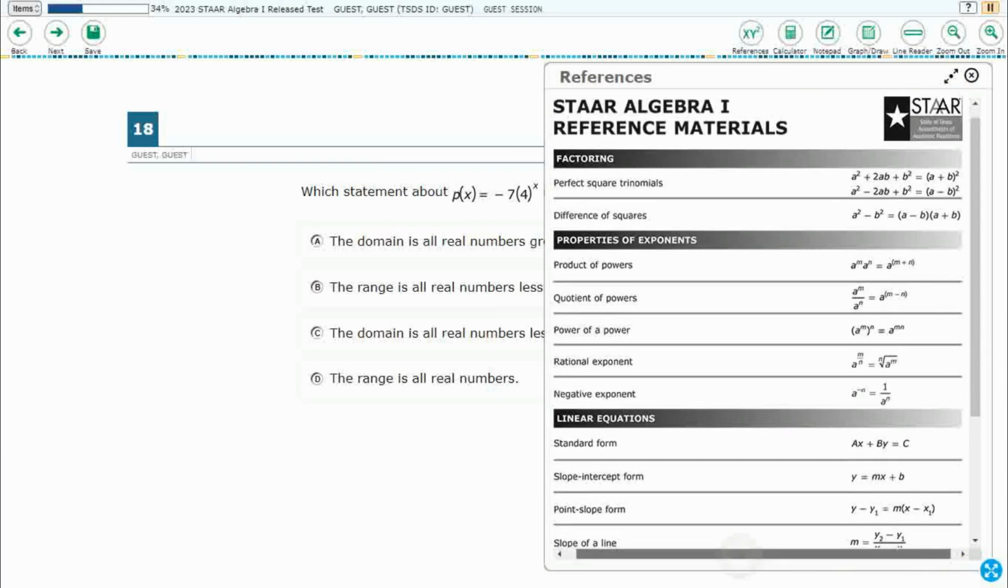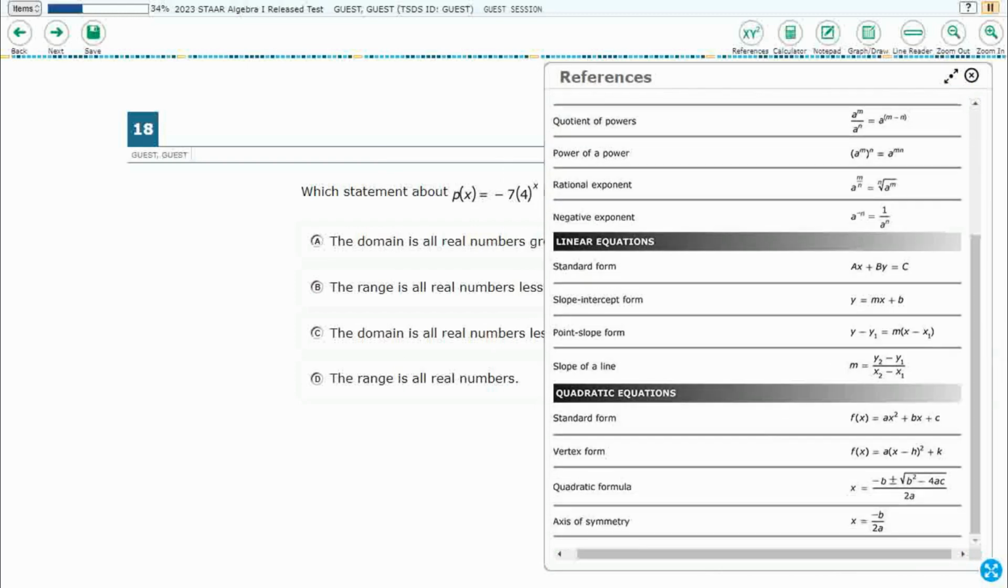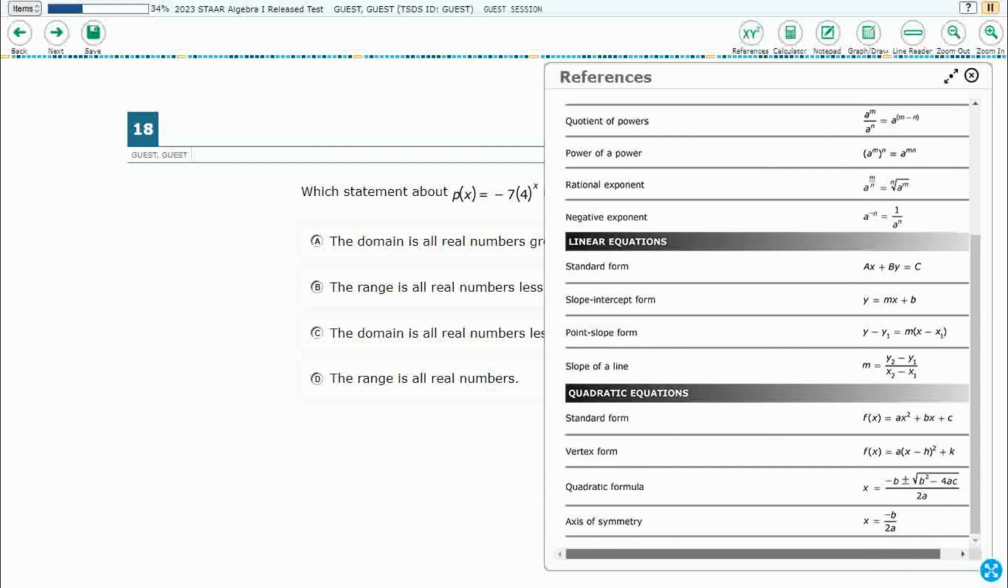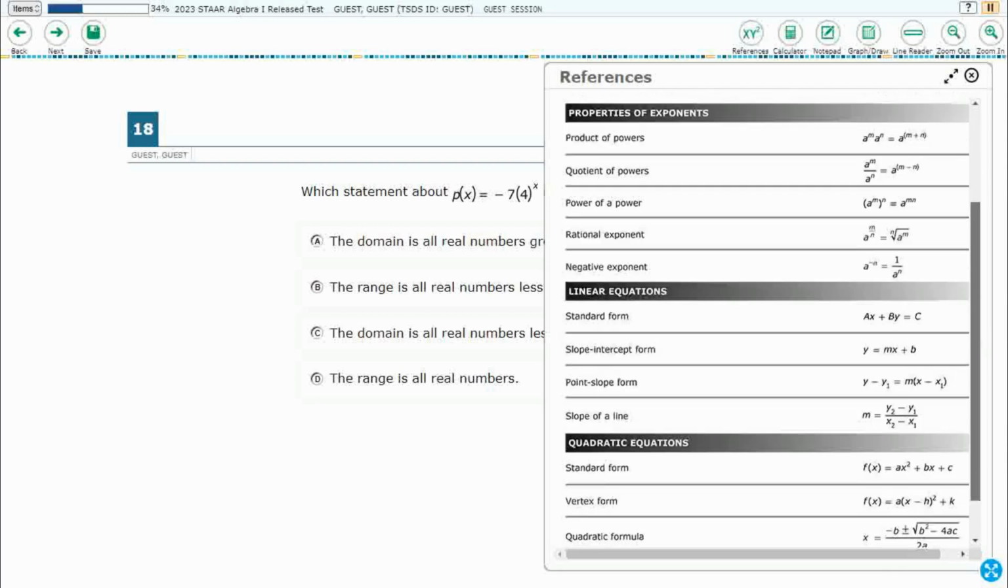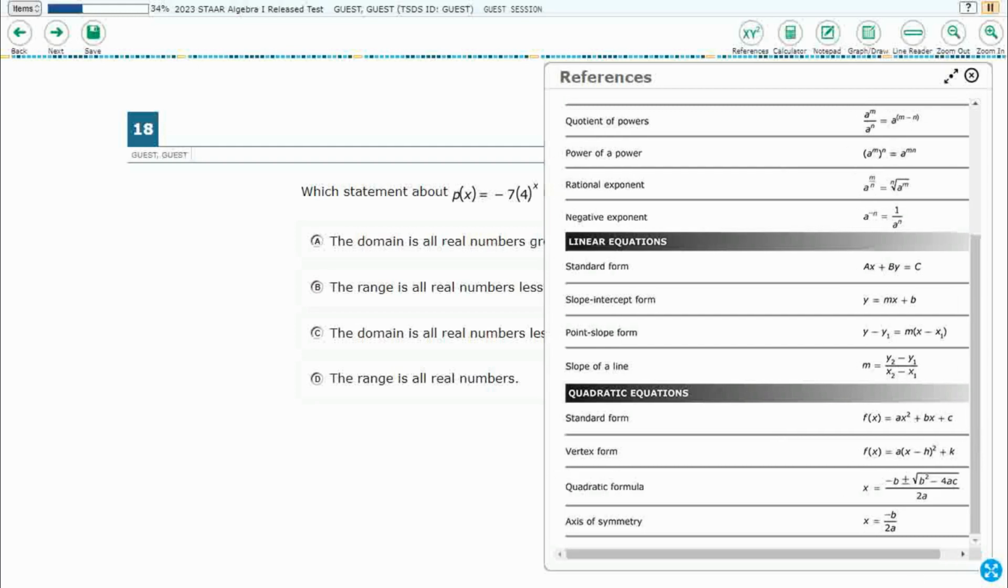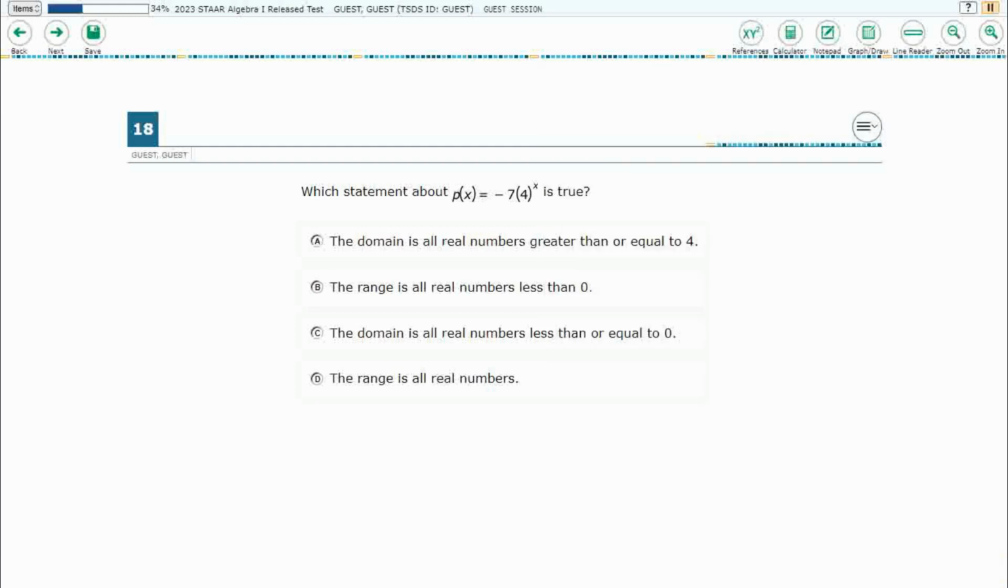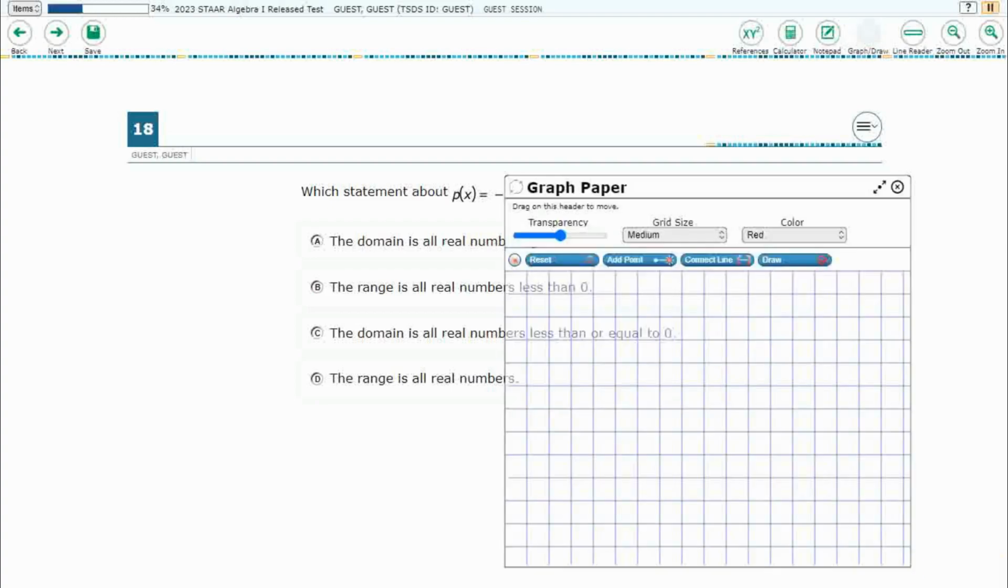Our standard form of a linear equation is ax plus by equals c. Slope-intercept, we're used to y equals mx plus b. The standard form for quadratic is ax squared plus bx plus c, but our x is in that exponent location. So we're not seeing anything in what we would consider our quadratics or linear. Quite honestly, we don't have anything to help us, which means we need to come into the STAAR test with this already in the back of our mind.